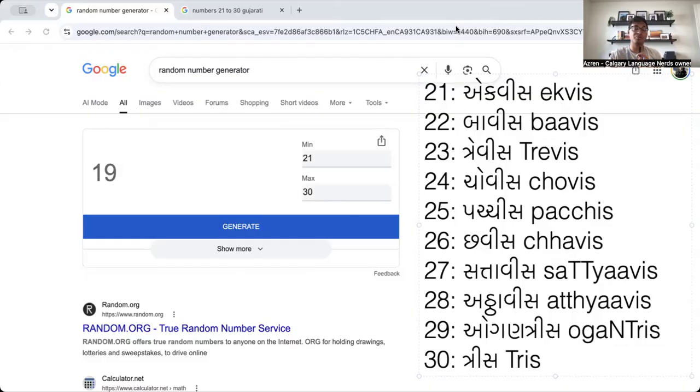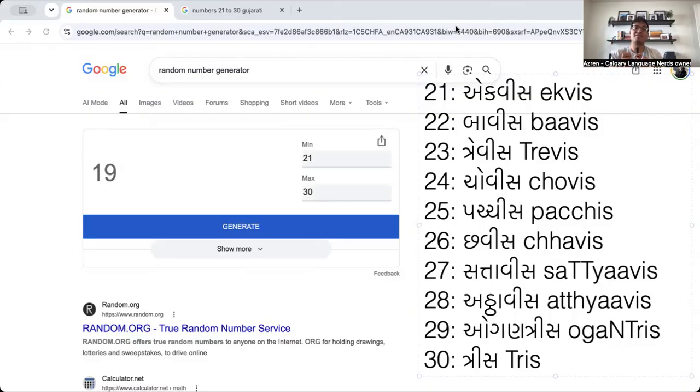Okay, so let me read you 21 to 30. 21, ikvis. 22, bavis. 23, trevis. 24, chovis. 25, pachis. 26, chavis. 27, satyavis. 28, athyavis. 29, ogantris. 30, tris. So one more time. Ekvis, bavis, trevis, chovis, pachis, chavis, satyavis, athyavis, ogantris, tris.